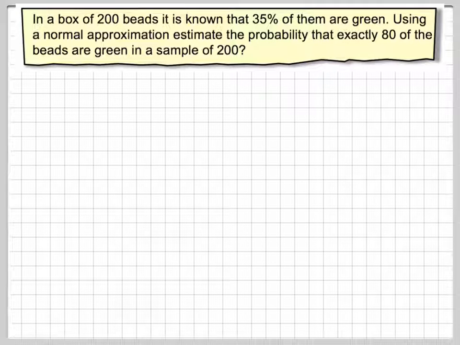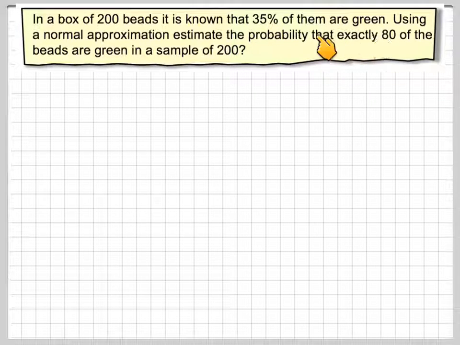Okay, this is a practical example on how to use the normal approximation to the binomial distribution. It says, in a box of 200 beans, it's known that 35% of them are green. Using a normal approximation, estimate the probability that exactly 80 of the beans are green in a sample of 200.